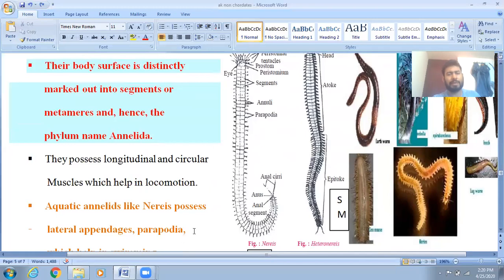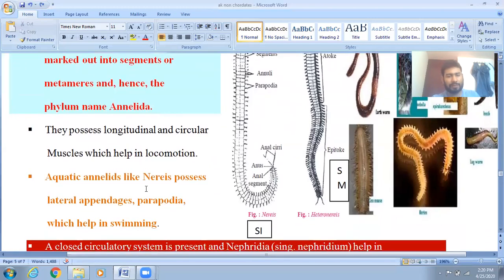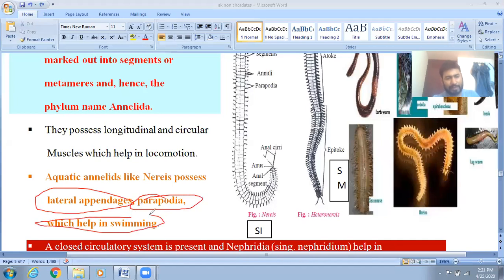If we check the examples, one very important example is Nereis, an aquatic annelid. One important characteristic feature of Nereis is that it has parapodia, which are involved in locomotion. Clear? So Nereis is provided with lateral appendages known as parapodia, and these parapodia help in swimming. One more function performed by the parapodia is respiration.